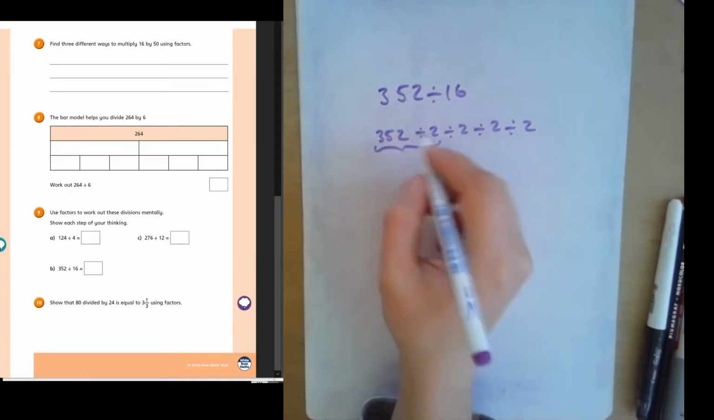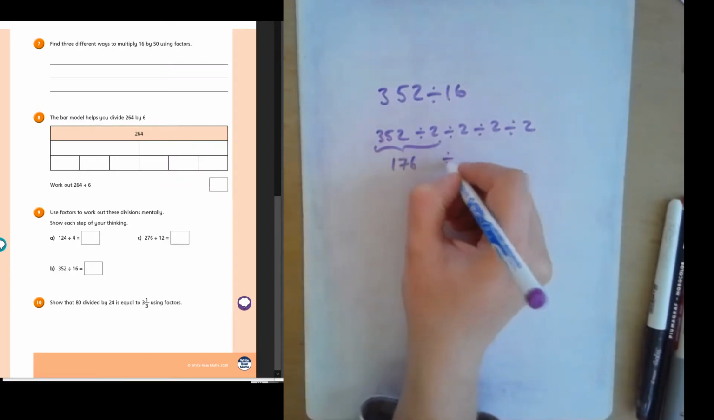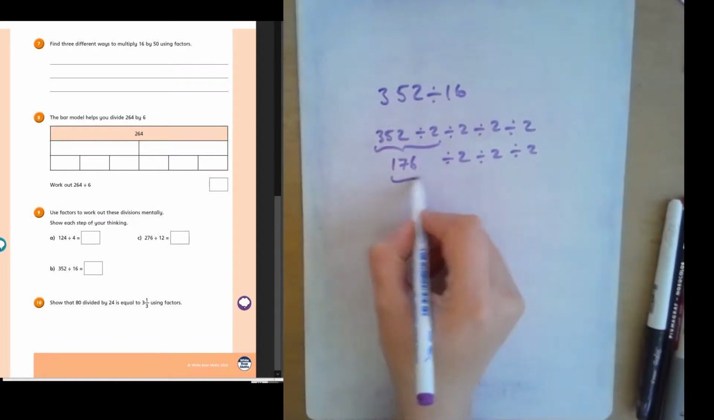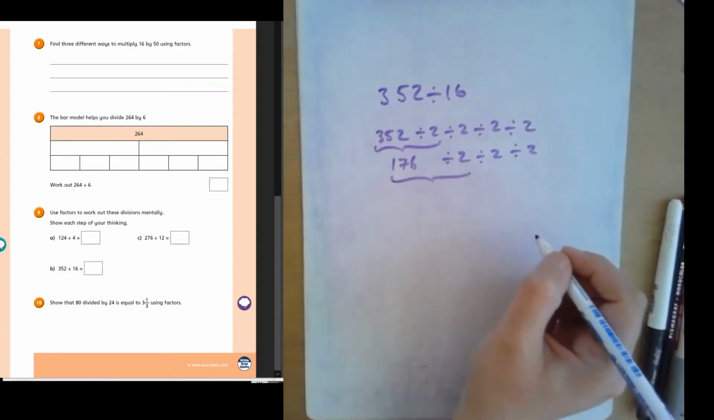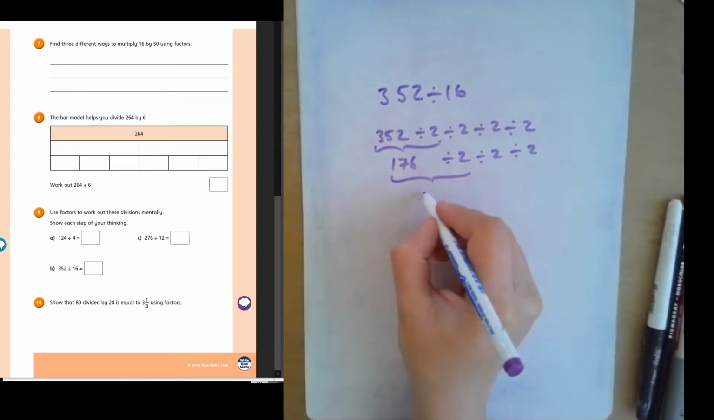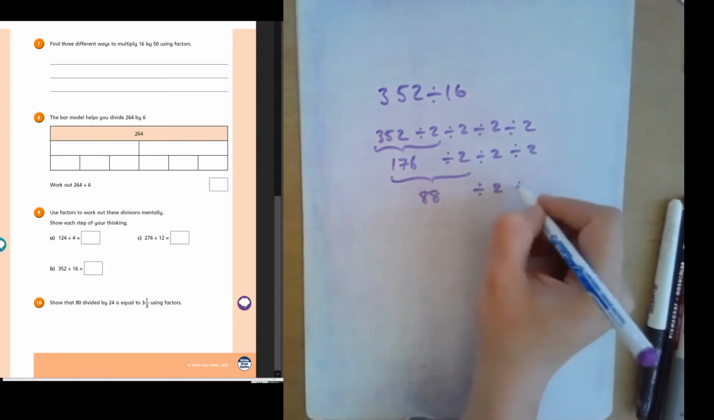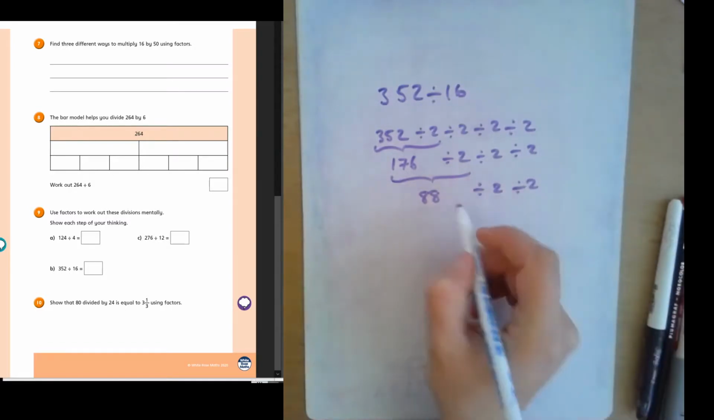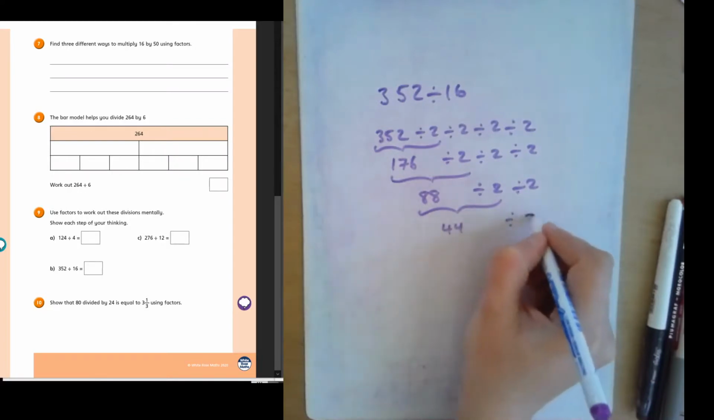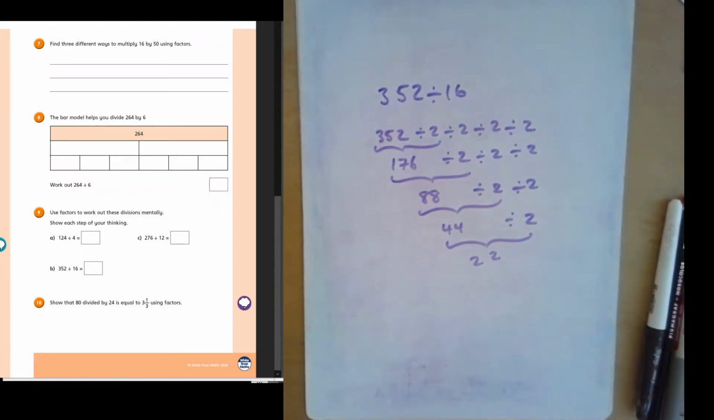So the first divide by 2 would be 150 plus 26, which is 176 divided by 2. Still got 3 of these left. Okay, divide by 2 again, which is 88. Divide by 2, divide by 2. Okay, and then you have 44 divided by 2, and then it becomes 22 overall.